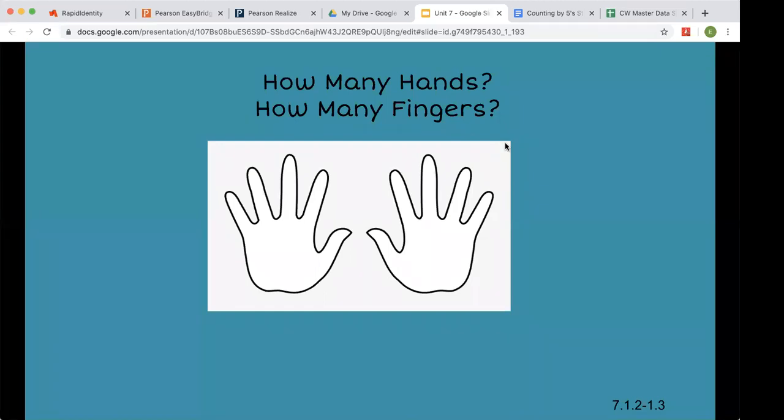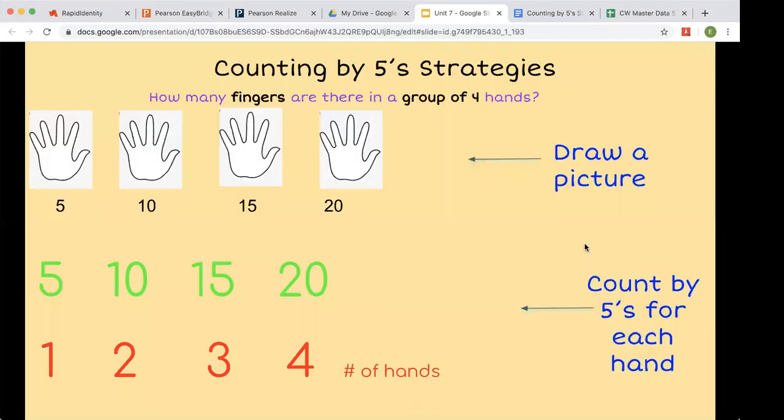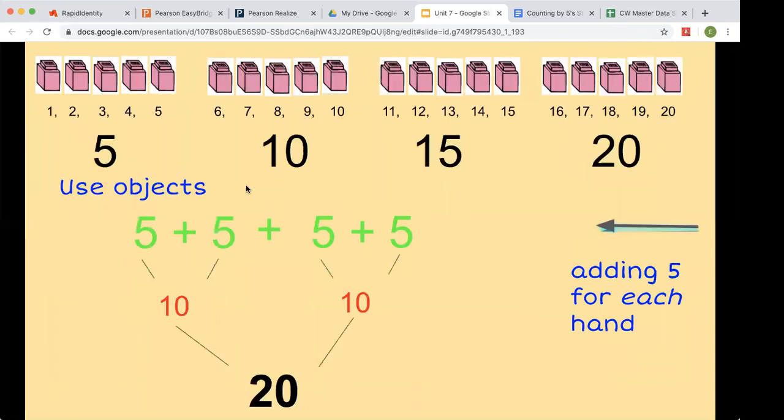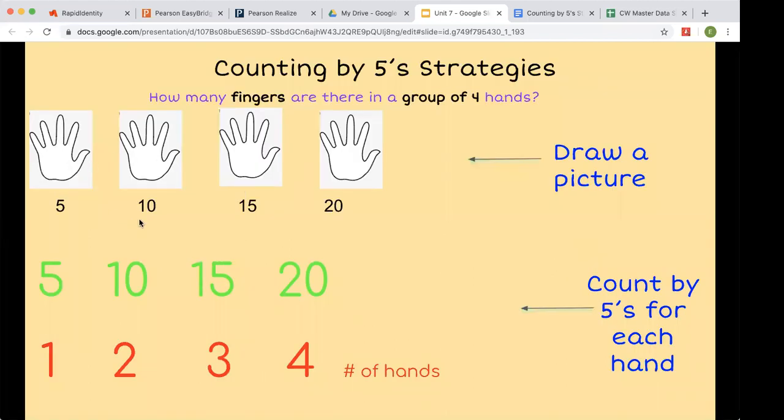Okay, we're going to move on today to our lesson with counting groups of 5. Okay, so counting by 5 strategies. So here's my question. How many fingers are there in a group of 4 hands? And so here, a strategy could be to draw a picture. And so there's 4 hands here. Let me go back. There's 4 hands, 1, 2, 3, 4. I want to know the total number of fingers. And so I know that each hand has 5, so 5, 10, 15, 20.